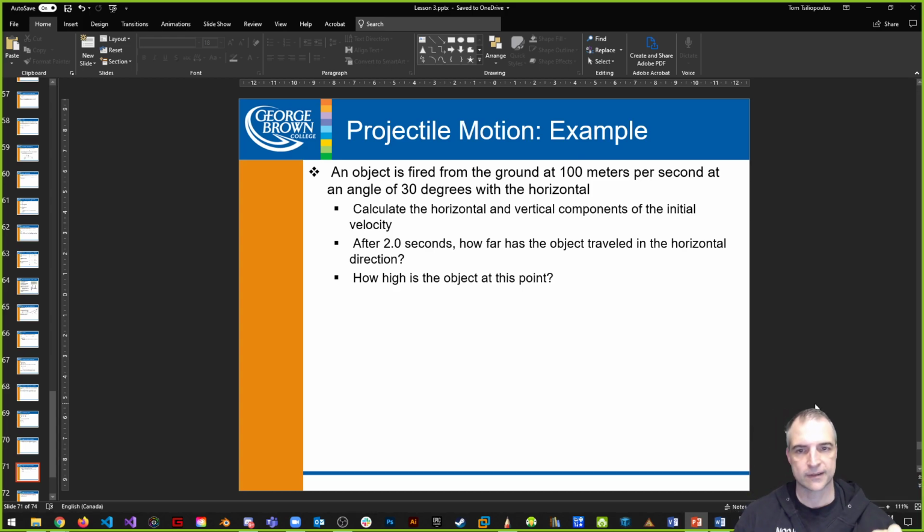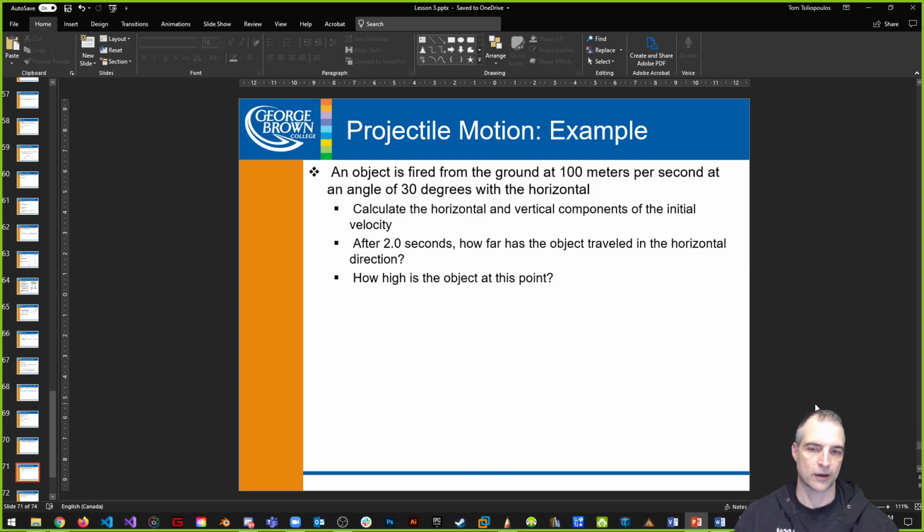That's the x and y values right there. How did I know that? We just did that equation with 30 degrees, right? That's how I know. That's how I remember. Okay, after 2 seconds, we've been given time. How far has the object traveled in the horizontal direction?